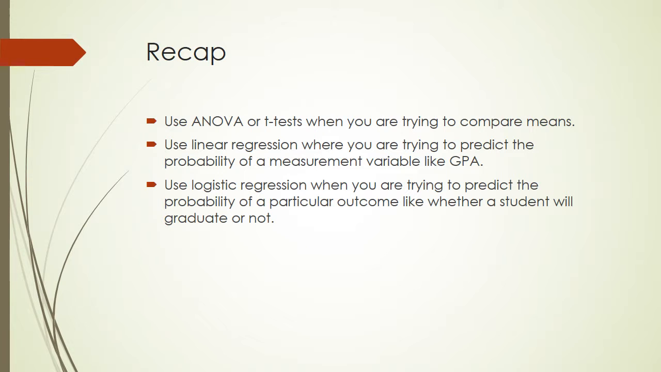So let's recap. Use ANOVA or t-tests when you're trying to compare means. Use linear regression when you're trying to predict the probability of a measurement variable like GPA, and use logistic regression when you're trying to predict the probability of a particular outcome, like whether or not a student will graduate.